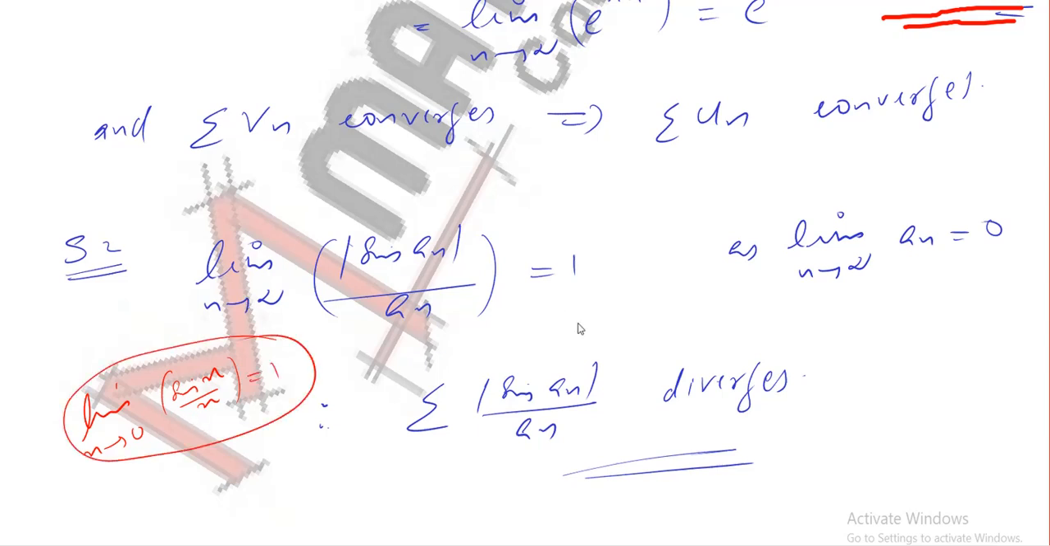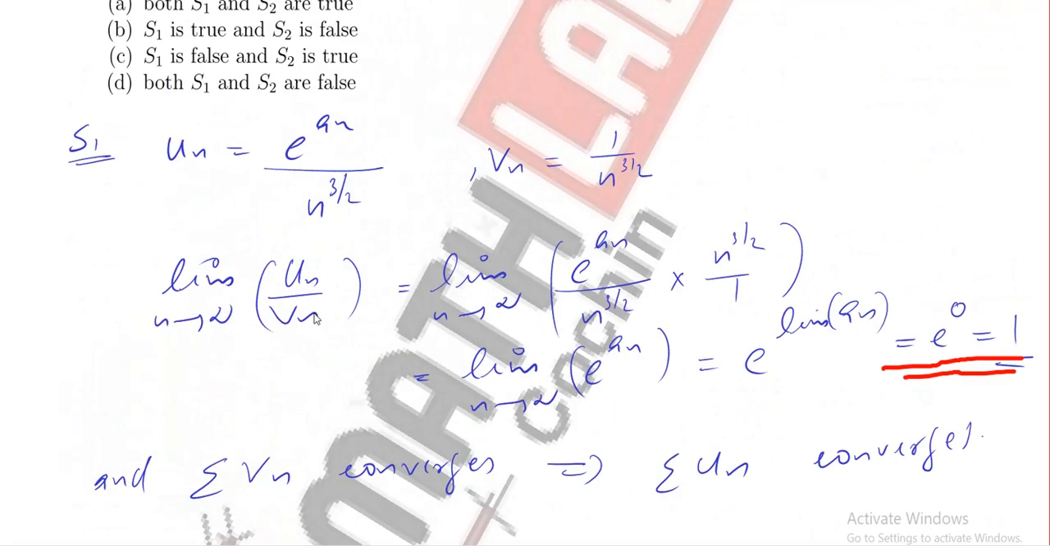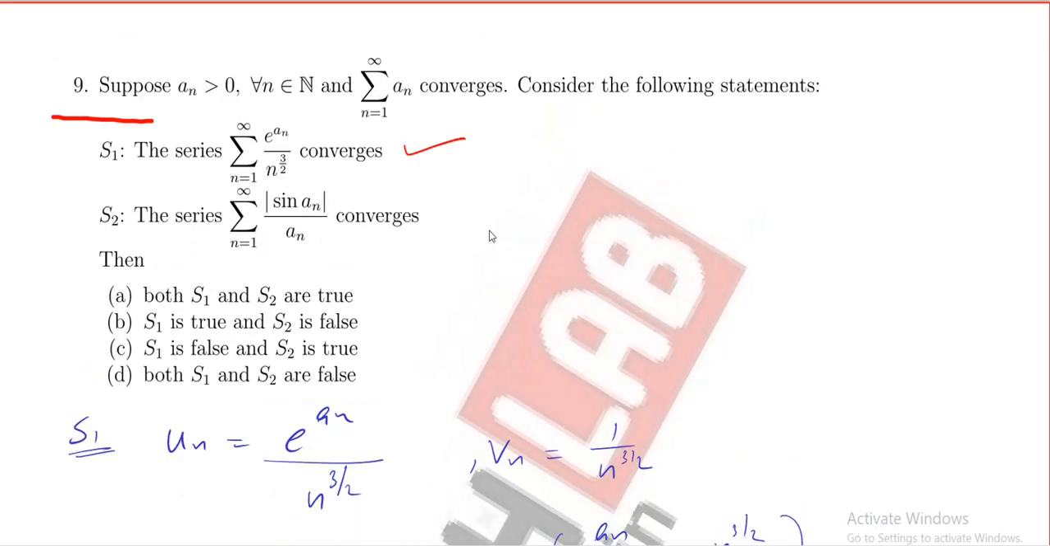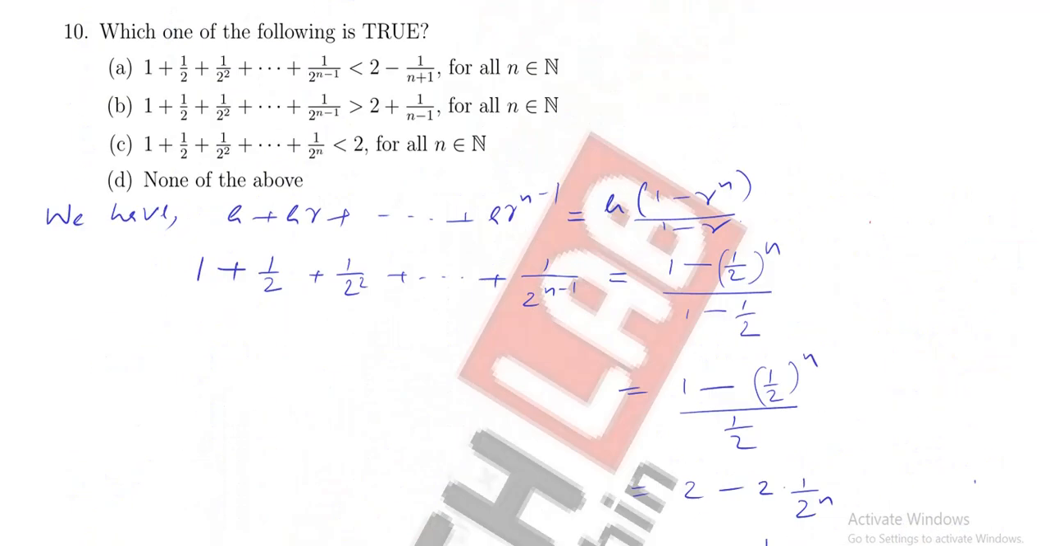Here, by the divergence test, this limit is not equal to 0. Therefore, this series diverges by the divergence test. So this one is false. So S1 is true and S2 is false. Option B is right. Now, question number 10. Which of the following is true?